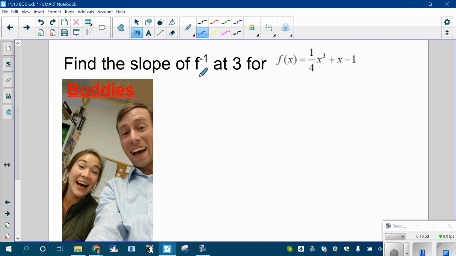Cool. So we're trying to find the slope of the inverse at 3 using the fact that the original function is this. We're not going to actually find the inverse function. If it is actually super messy, I don't know how to do it. So we're just going to use this relationship, this buddy points idea.